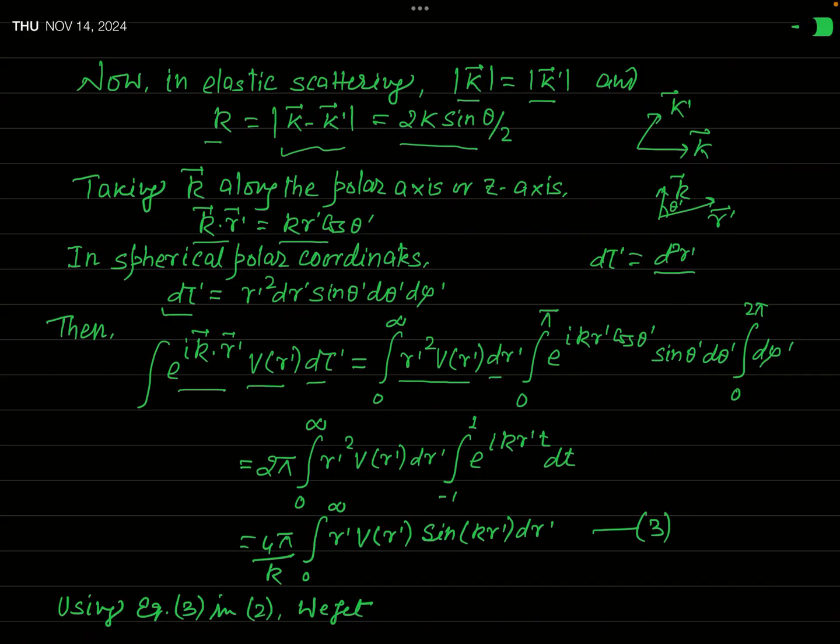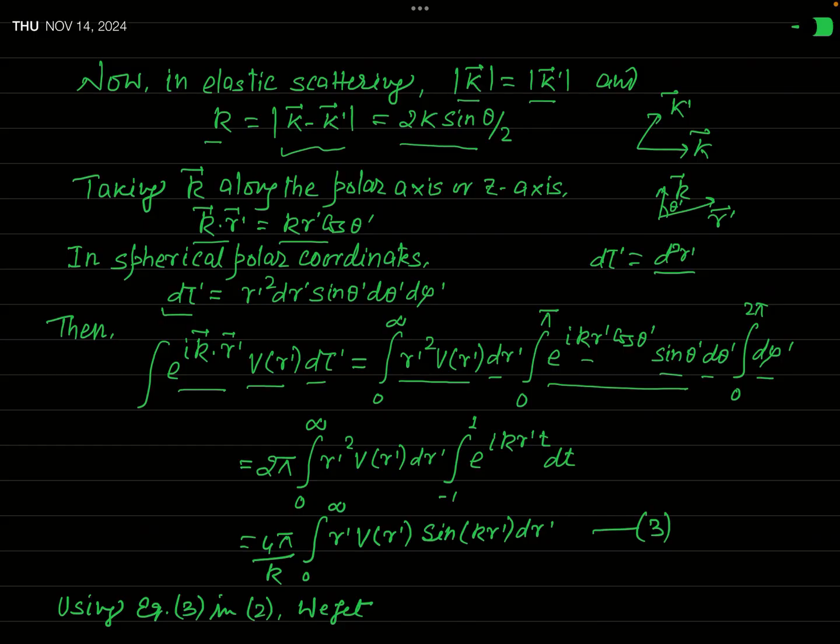This is actually the function of r. So I have separated, and you know limits for r is 0 to infinity. Now write the function of theta. This will be integral 0 to pi, because limits of theta is 0 to pi, and this is e to the power i kappa r' cos theta' sin theta' d theta'. Okay, and the integral 0 to 2 pi d phi'.